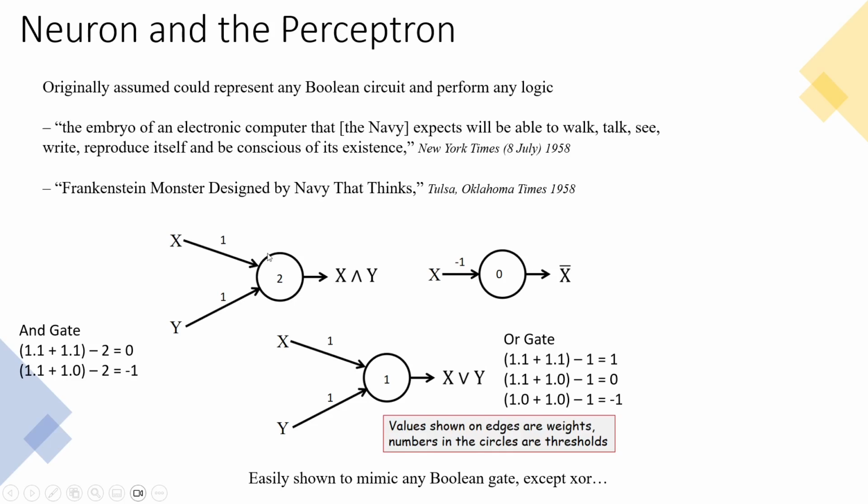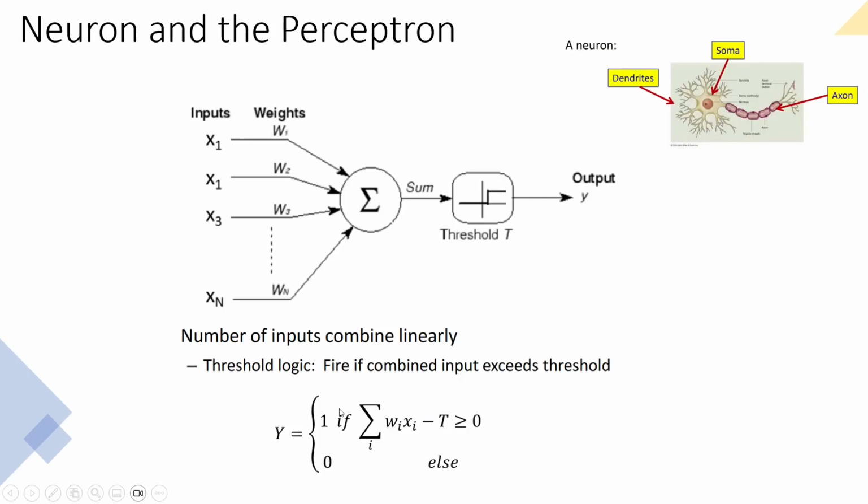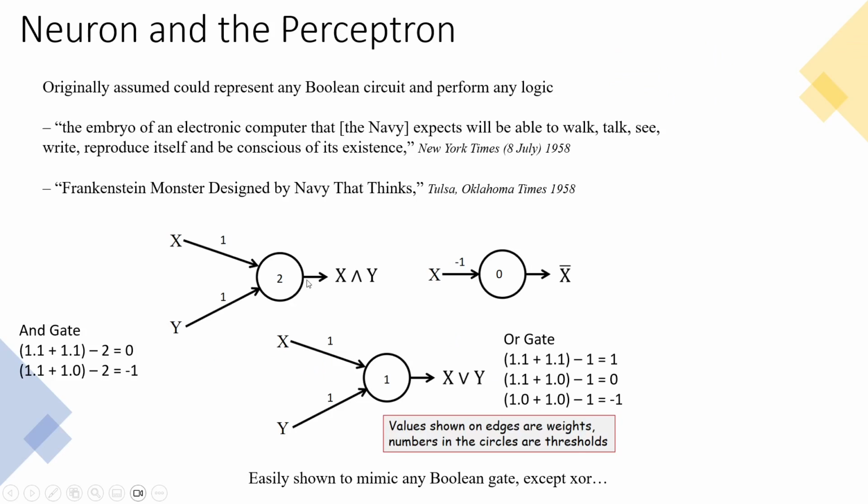And see, this is an AND operation. If x is 1, as here, and y is 1, it's 1 times 1 plus 1 times 1 minus 2. That's the threshold. That's the threshold in soma. And that's equal to 0. And remember this equation, if it is greater than or equal to 0, then this fires as a 1. Okay? And this was an AND operation. 1 and 1 is another 1.